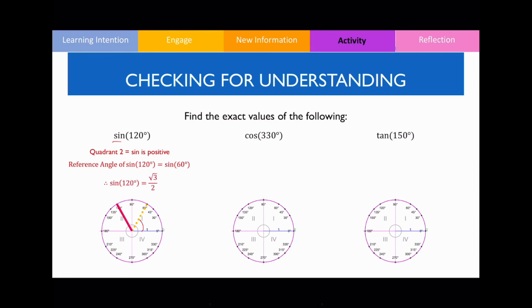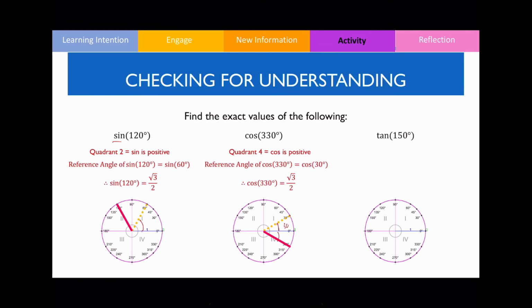For the next question, cos 330. 330 lies in the fourth quadrant, and I know that cos is positive in the fourth quadrant. The reference angle in this case is equal to 30 degrees. So I just need to find out what cos 30 degrees is. Cos 30 degrees is equal to root 3 on 2. So that's going to be my answer for this question as well.